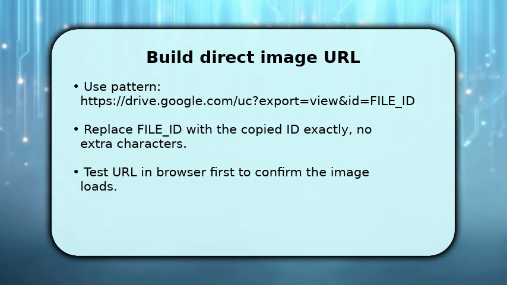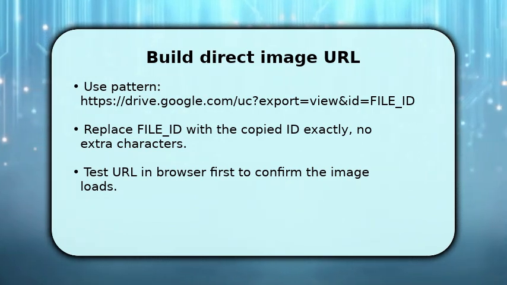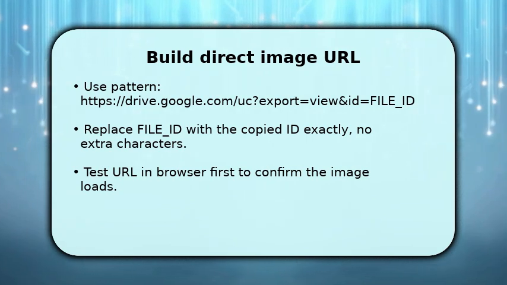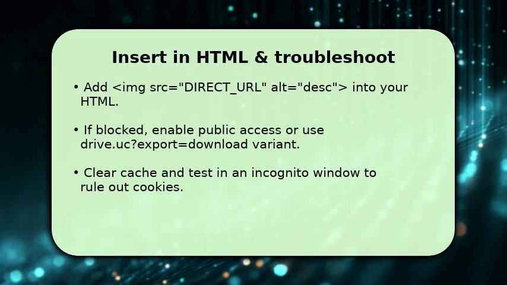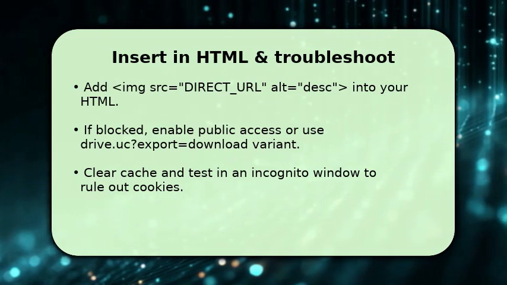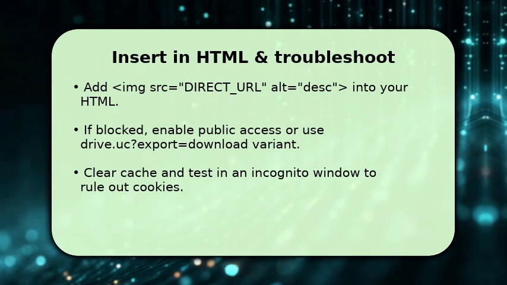Finally, put the direct URL into an img tag in your HTML. img src equals direct URL, alt equals description, and upload or serve your page. Make sure to replace direct URL with the uc?export=view link you tested.